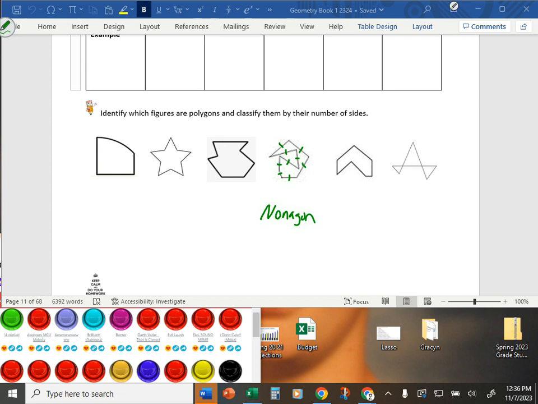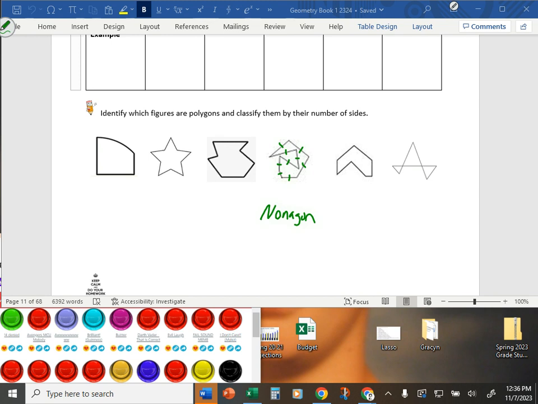So which two on here are not polygons? The first one and the last one. Why not the first one? It's got that curved side. Why not the last one? It's not all enclosed. Right. It's 3 individual polygons, we call that.